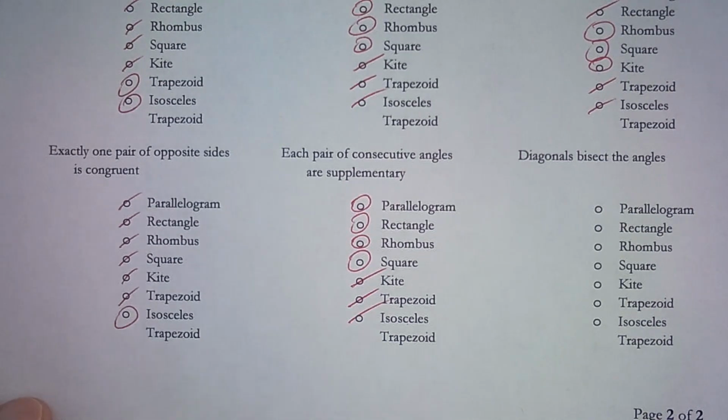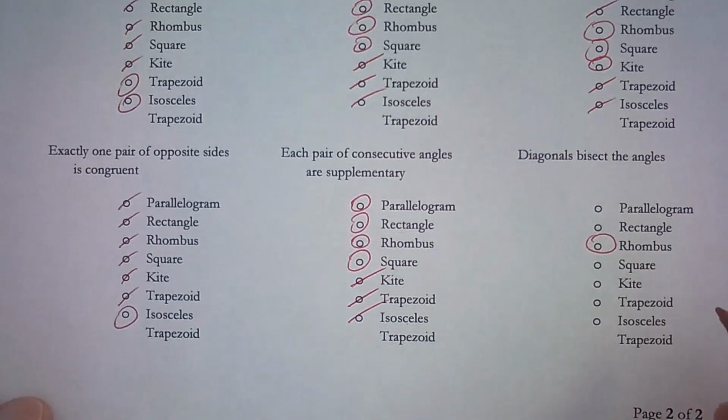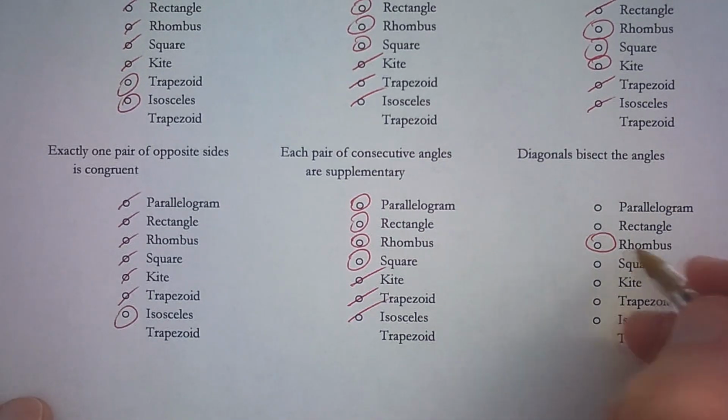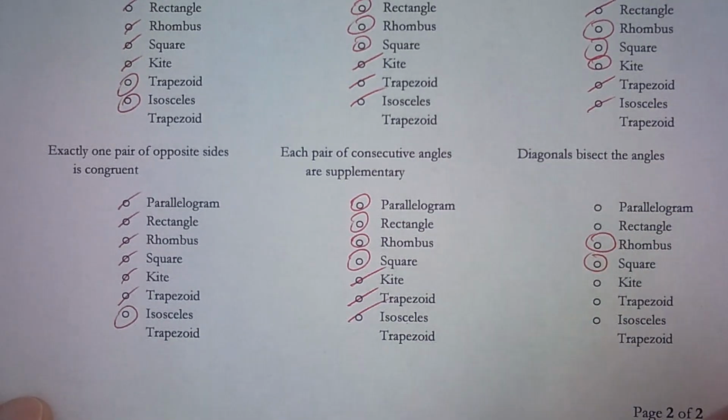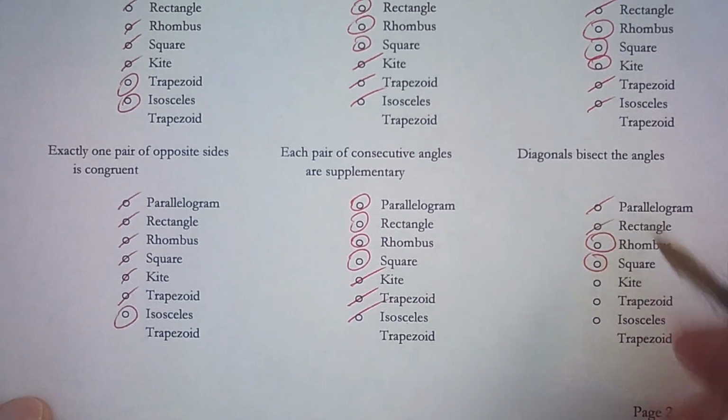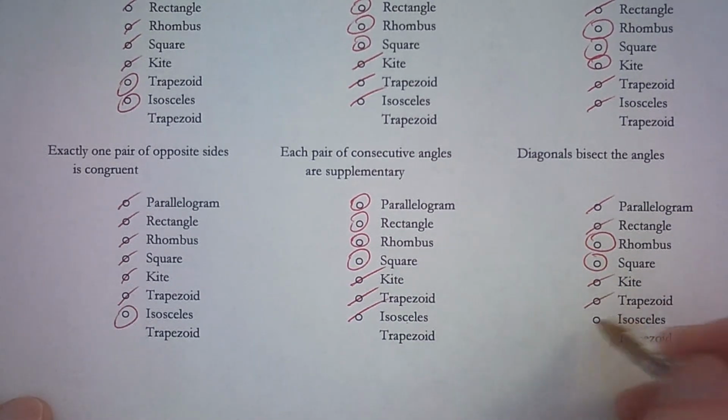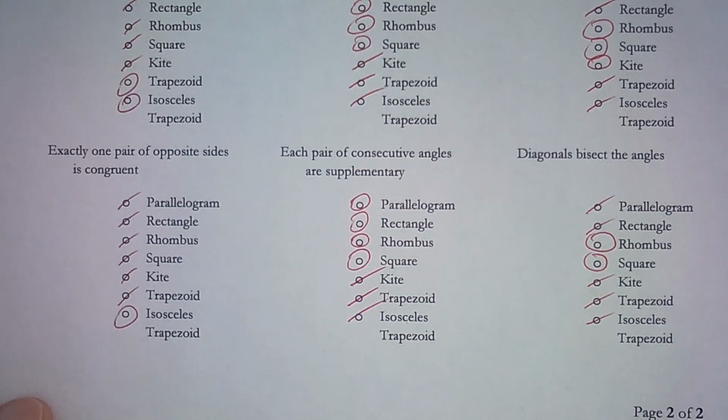And last, diagonals bisect the angles. That is true in a rhombus and in a square, which is a type of rhombus. But diagonals bisecting angles is not true of parallelogram, rectangle, kite, trapezoid, or isosceles trapezoid.